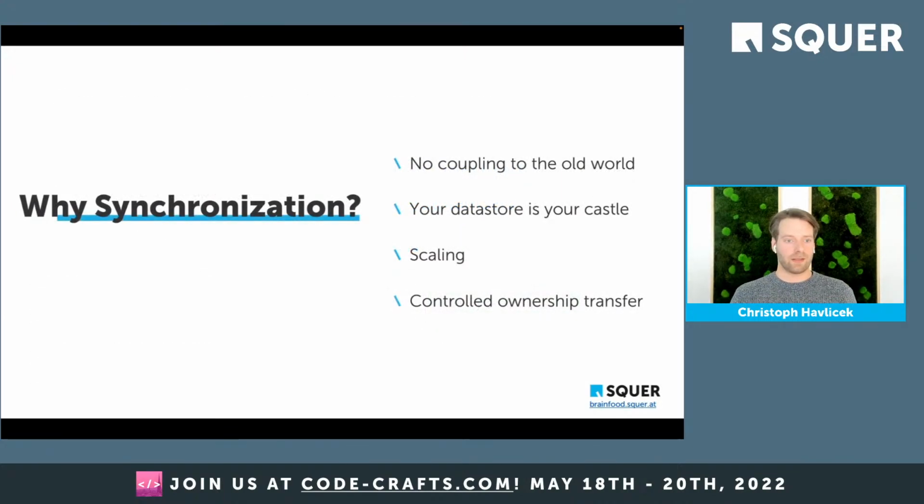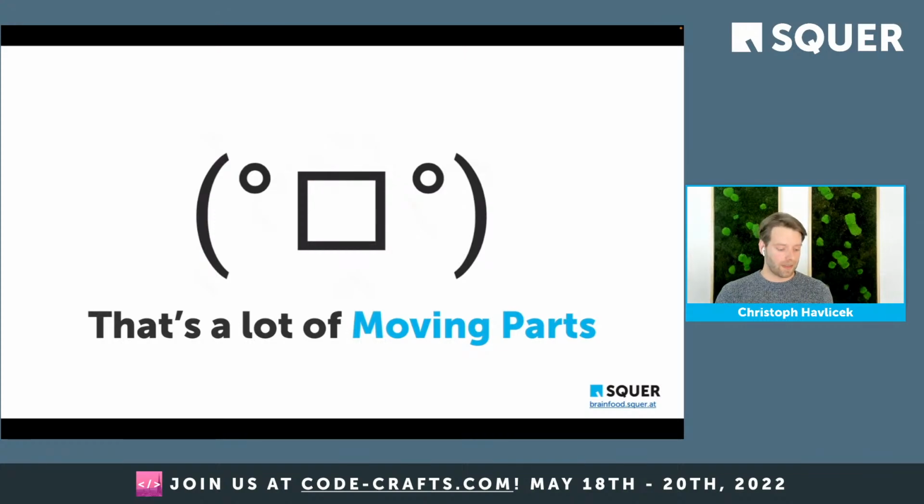Why this synchronization, which seems like a lot of effort? Because it decouples us from the old world and enables the slice to have its own data store tailored for its needs. The scaling is much better because we can scale in the way that the slice requires, and the ownership transfer is much more transparent and much more controlled. Of course, that's a lot of moving parts.